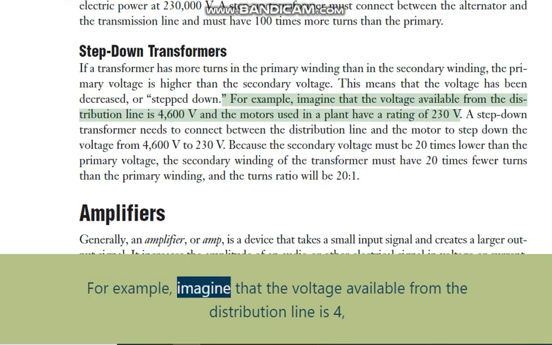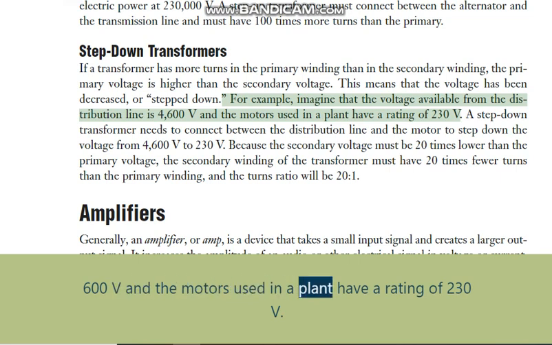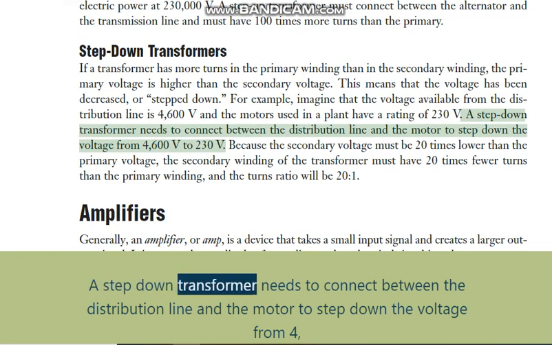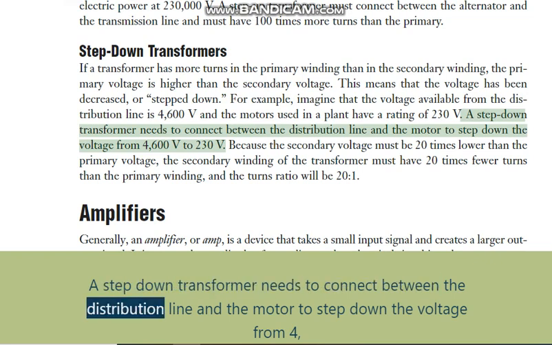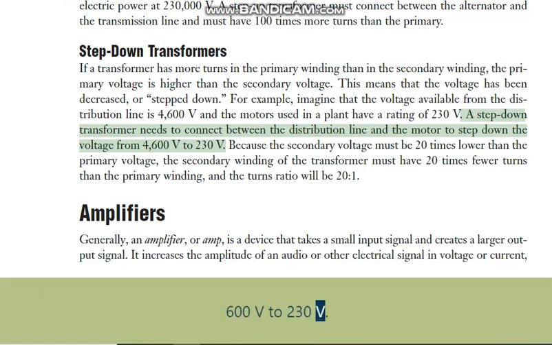For example, imagine that the voltage available from the distribution line is 4600 V, and the motors used in a plant have a rating of 230 V. A step-down transformer needs to connect between the distribution line and the motor to step down the voltage from 4600 V to 230 V.